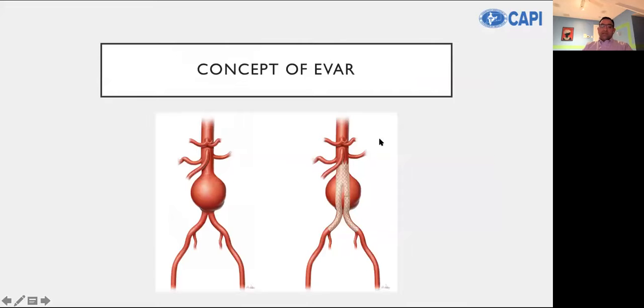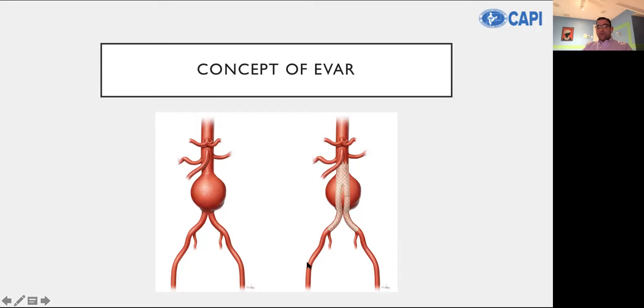However, in the 1990s, this concept of endovascular aneurysm repair was developed, which is now the gold standard. I wouldn't say the gold standard, but the most commonly used technique for the infrarenal aneurysms. More than 98% of the patients with standard infrarenal aneurysms are treated by endovascular aneurysm repair. And what we do is basically leave this aneurysm sac in place.